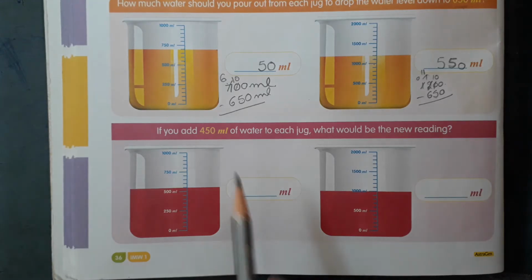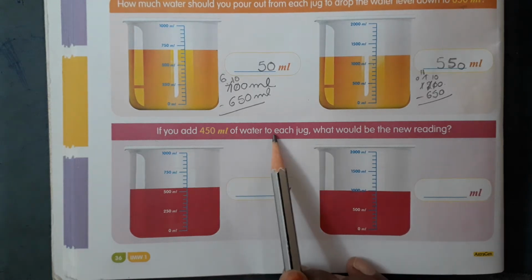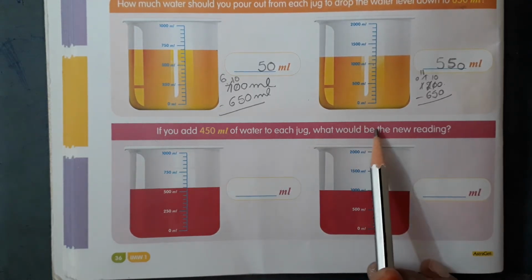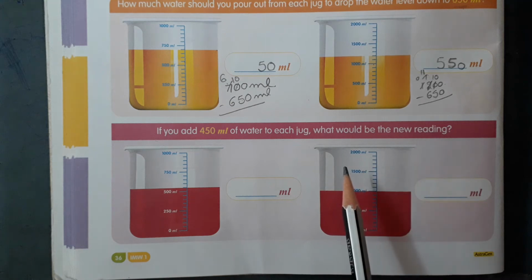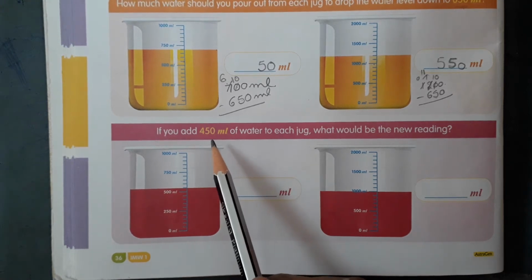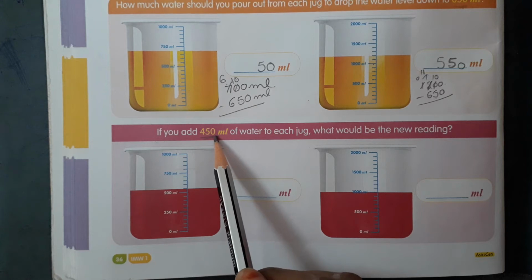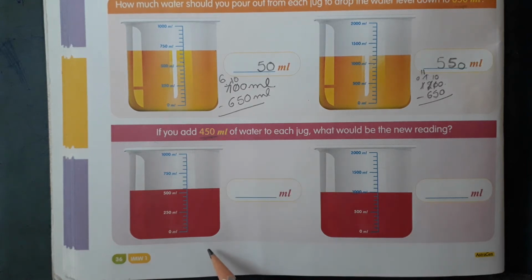Last one in this page. If you add 450 ml of water to each jug, what would be the new reading? They are already filled with some water and asking how much more water you have to add to that, that is 450 ml. Now what is the new reading for that jar?